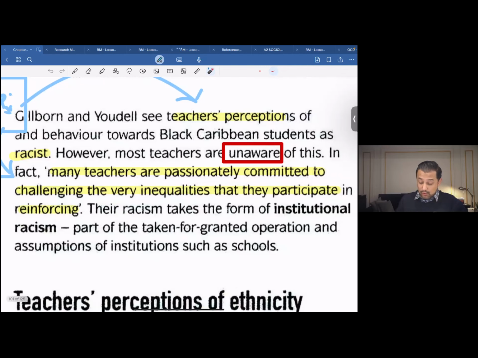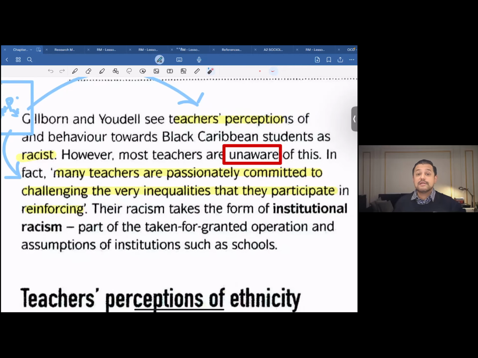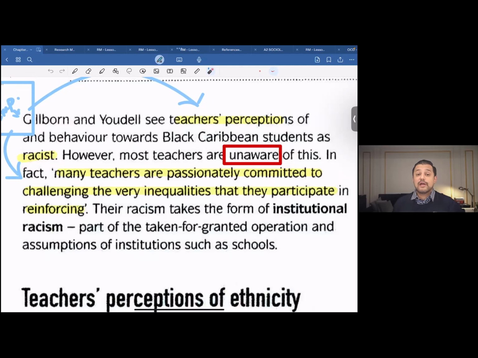Now, apparently, according to Gilborn and Youdell, these teachers deep down inside are trying to get over racism. They're trying to not be racist, but in many cases, without even realizing, they end up being racist towards these Black pupils, which eventually leads to a very negative experience that these Black pupils have towards schools and education in general.